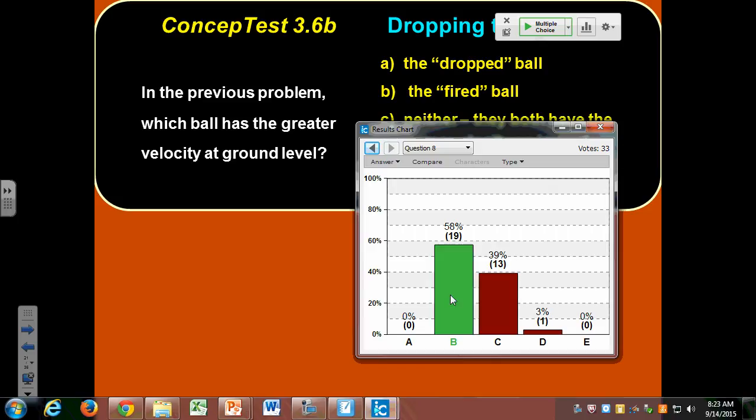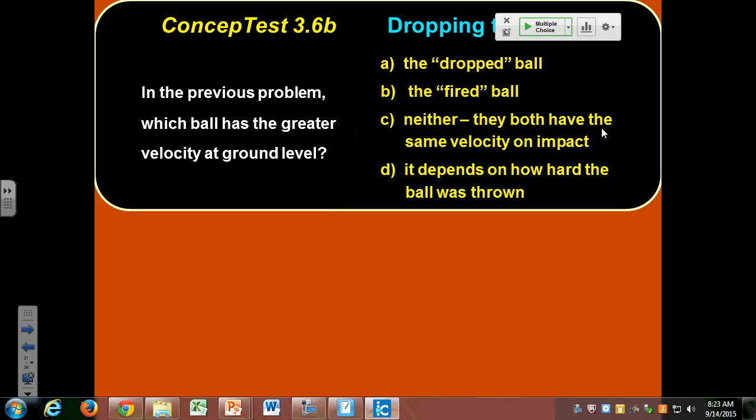Okay, the fired ball. So that's the right answer. If I drop this one, it falls this distance. At the bottom, it has a velocity vy. If I have this ball, it travels this distance. At the bottom, it also has a velocity vy, but it also has a velocity vx. And the combination of those two vectors will give it a greater speed or a greater velocity than the one that you just dropped. All right.